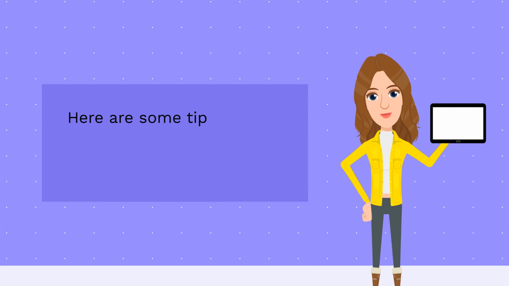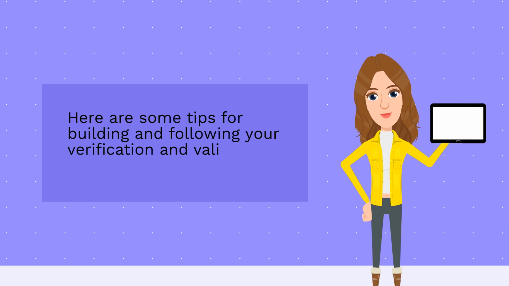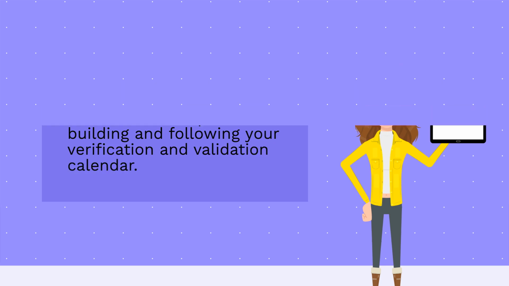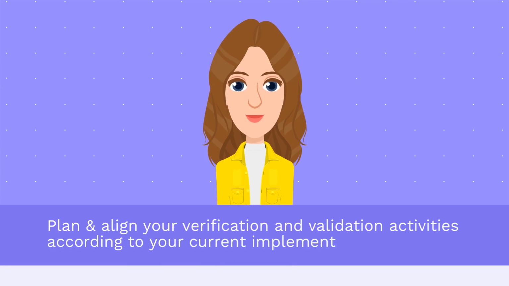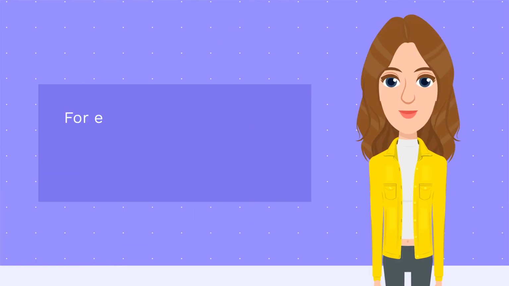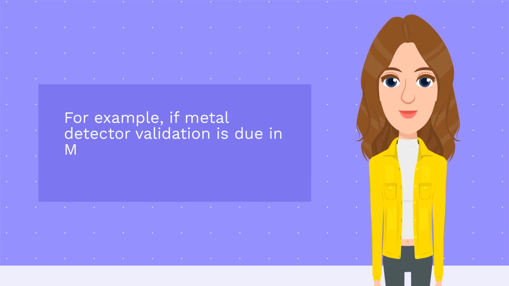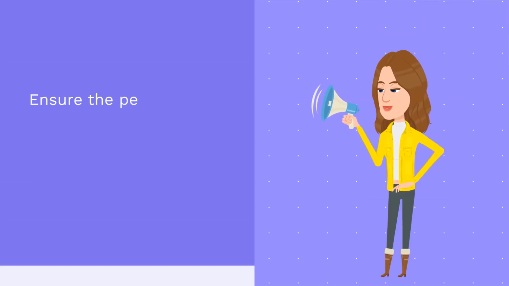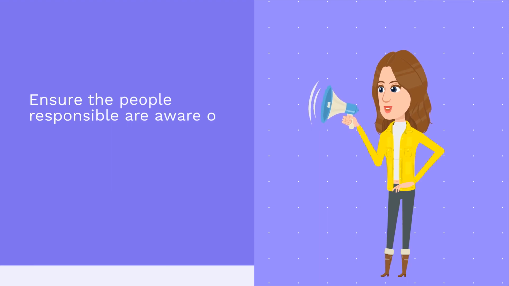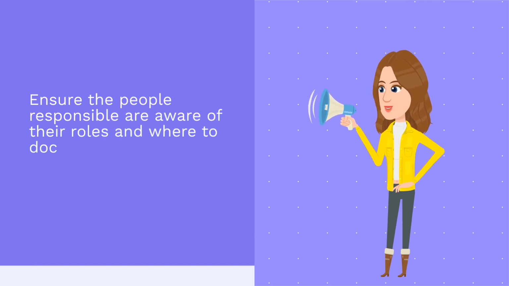Here are some tips for building and following your verification and validation calendar. Plan and align your verification and validation activities according to your current implementation plan. For example, if metal detector validation is due in March 2023, list the tasks for March reoccurrence. Ensure the people responsible are aware of their roles and where to document the validation and verification records.